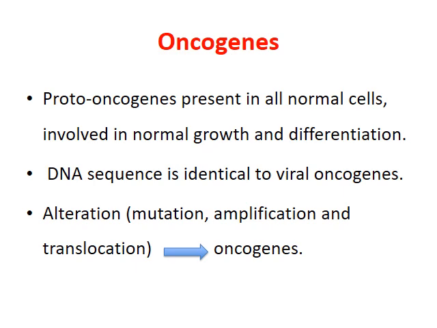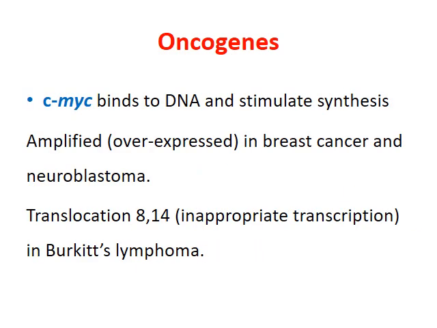Now, what do we mean by oncogenes? Oncogenes are normally present in the normal cell, but under the name of proto-oncogenes. They play an important role in normal growth and differentiation. In cancer, they are changed from proto-oncogenes into oncogenes through different alterations, such as different kinds of mutation, deletion, amplification, and translocation.